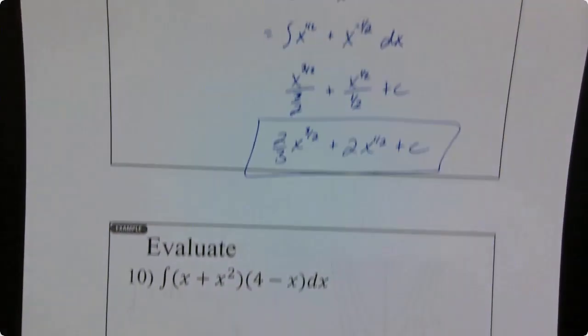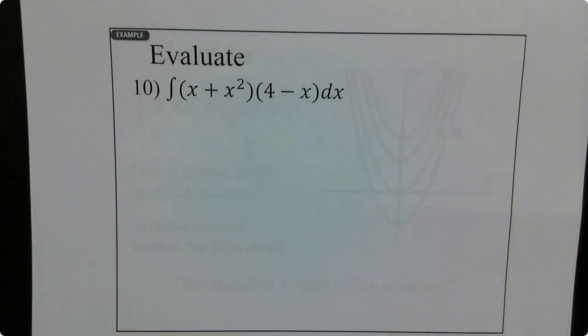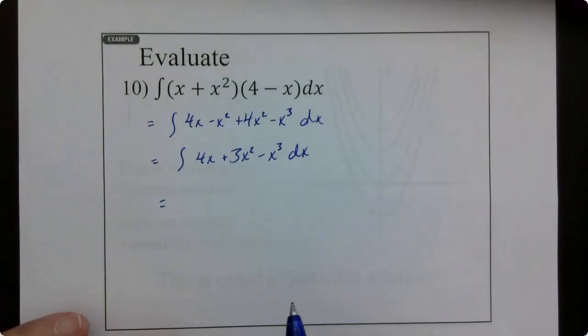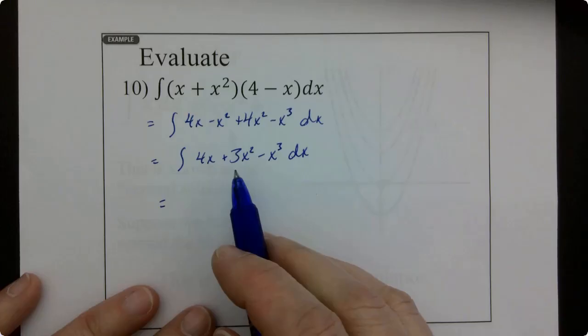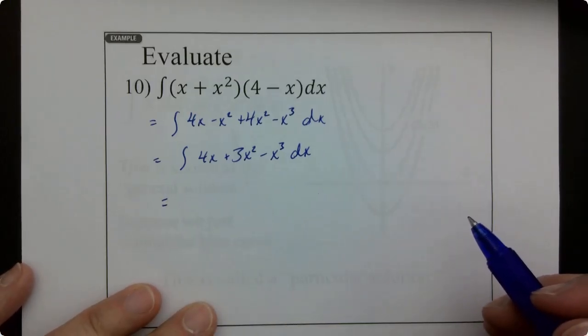Number 10, what do you think you're going to do there first before you integrate? Multiply it out. So I multiplied it out. Hopefully you got what I got. Now we're going to apply the power rule, so I can stop writing the integral sign.